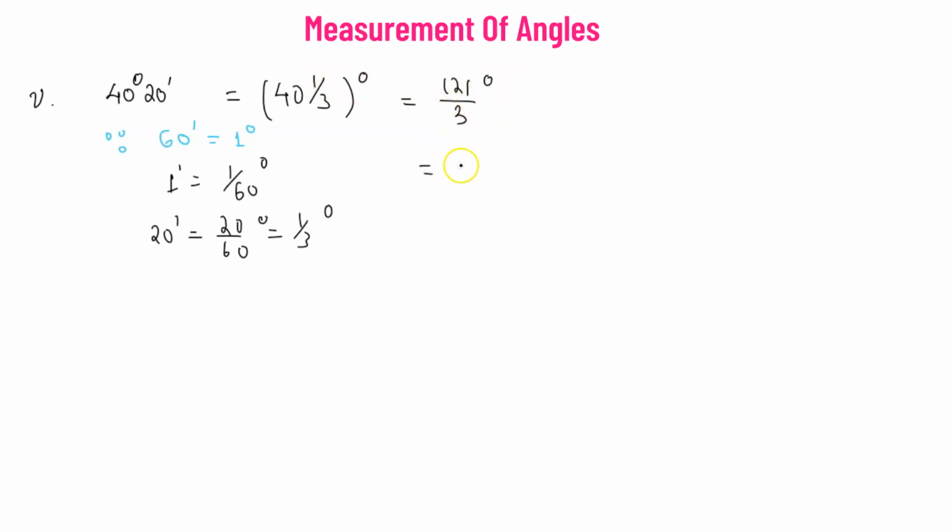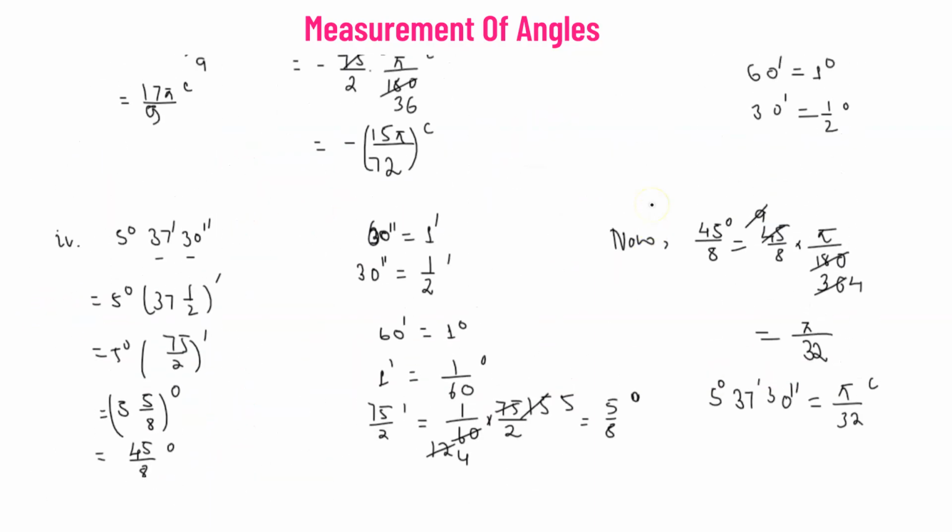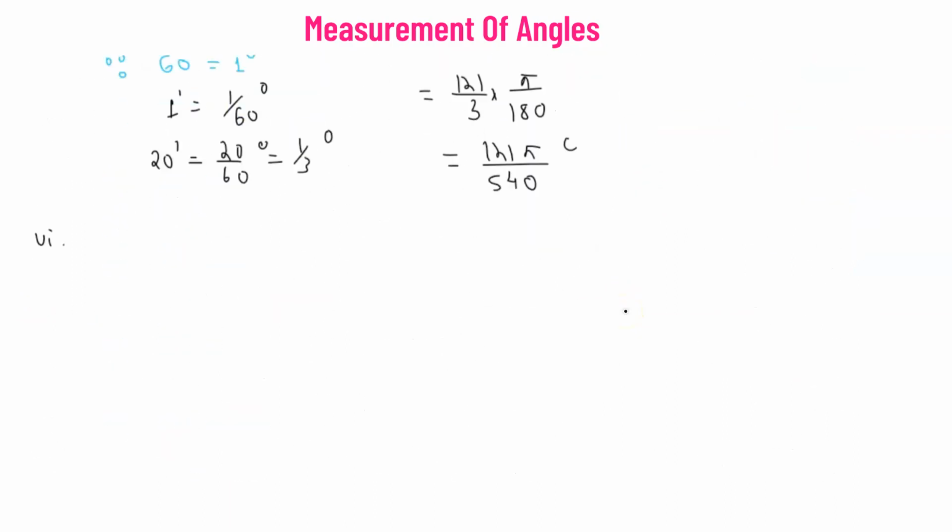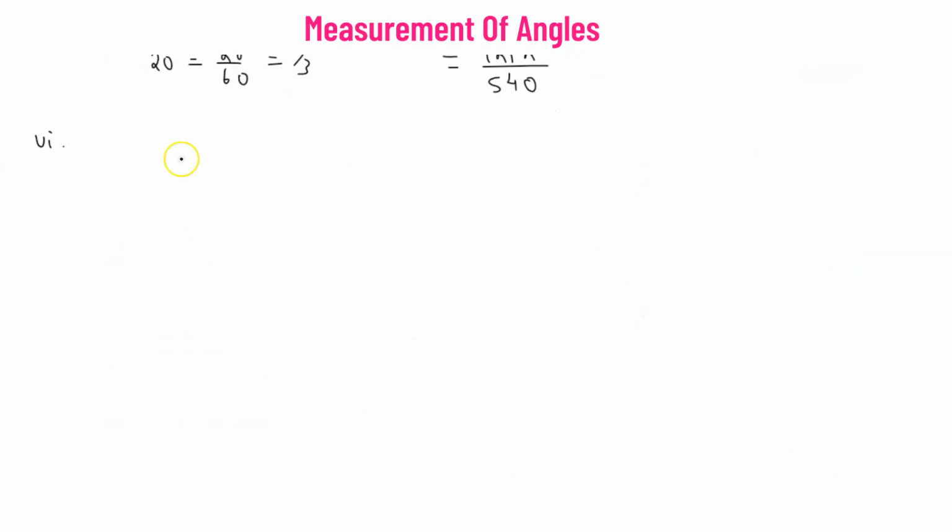Now to convert it to radians, we will take 121 over 3 and multiply with pi over 180. That means we now have 121 pi divided by 540 radians. So this is the equivalent of 40 degrees, 20 minutes. Now let's move on to the sixth problem. We have to take 540 degrees and convert it to radians. That's a very simple problem.